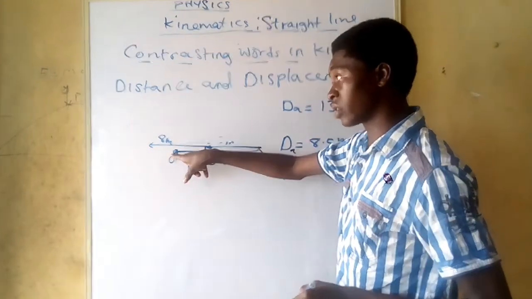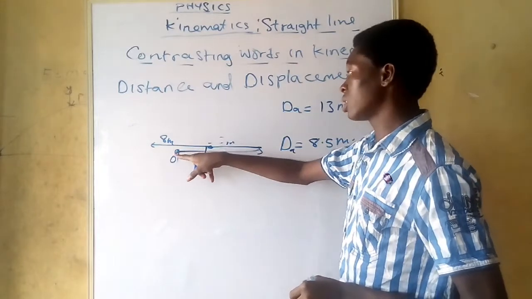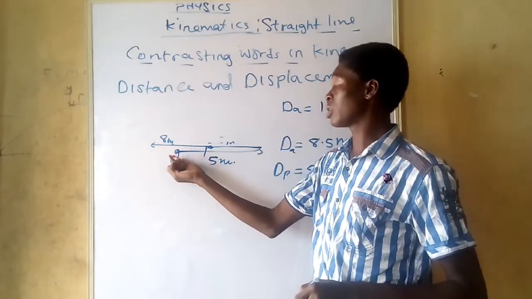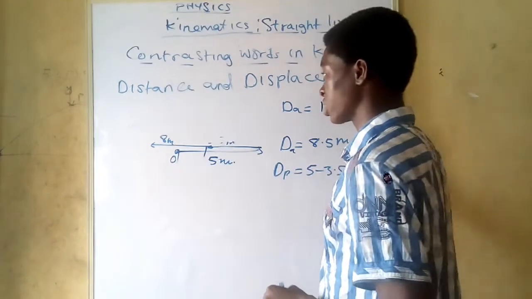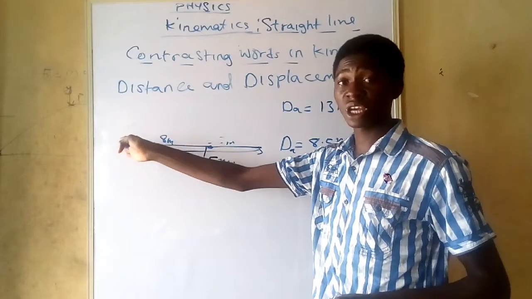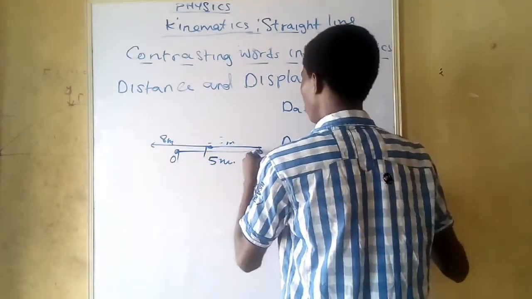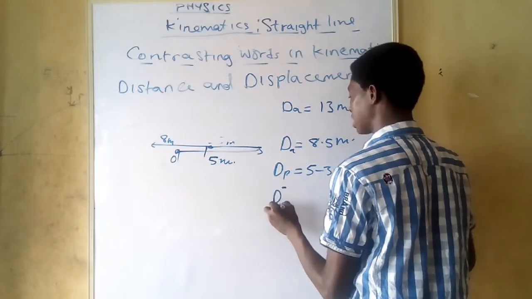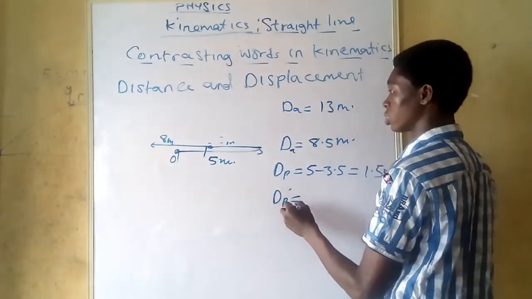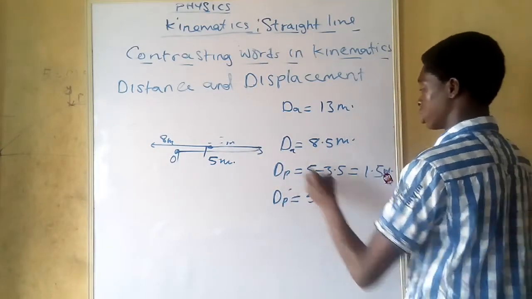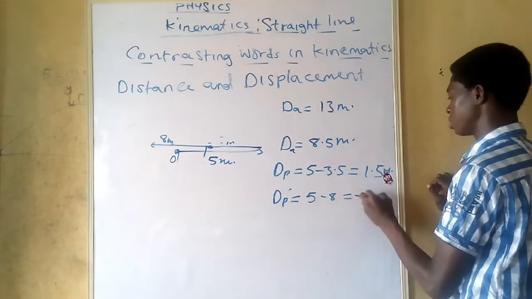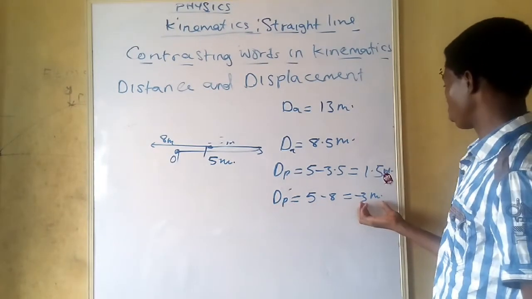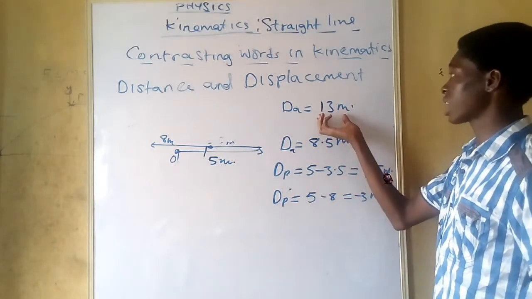You notice that this is my origin, right? This origin will determine which part. We know that just like in our Cartesian graph, any place to the right-hand side of the origin is always positive, and to the negative side, that is for the x-axis, is always negative. So if I move a distance of 5 meters, since this is the positive x, that's going to be 5, and the displacement dP is going to be 5 minus 8, which is minus 3 meters. Notice that there's a sign for displacement, but there's no sign for distance.